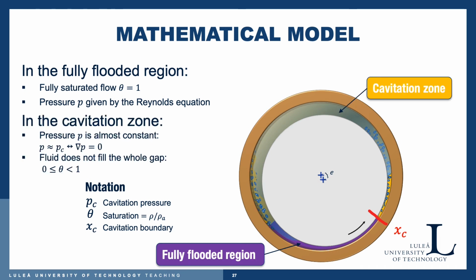In the cavitated zone, the cavitation region, pressure will be assumed to be constant, and it will take the value of the cavitation pressure, and this means that the gradient of P will be 0 in the cavitation zone. And here the saturation theta will be smaller than 1, obviously larger than 0 also.